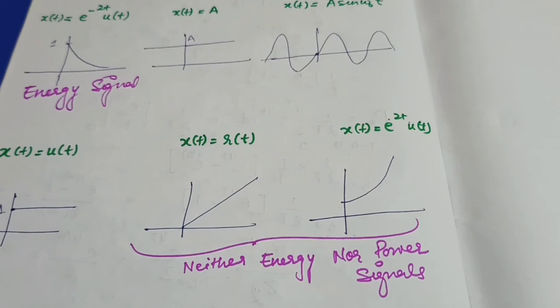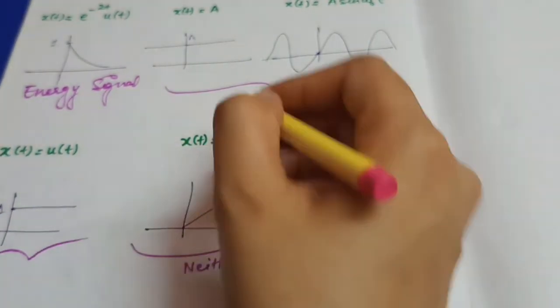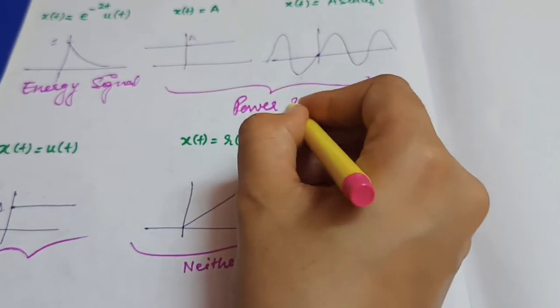The remaining signals, DC signal, sine signal and step signal, are power signals. So how do we define them? Basically all the bounded periodic signals will fall under power signals. Periodic signals, but they should be bounded, fall under power signals, and all the bounded but not absolutely integrable signals fall under power signals. So the remaining 3 signals are power signals.